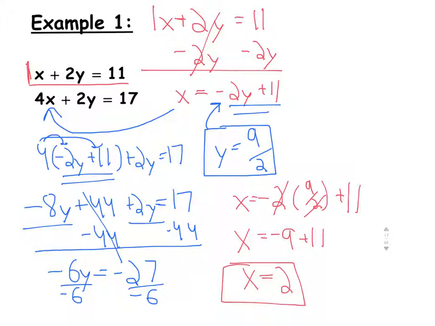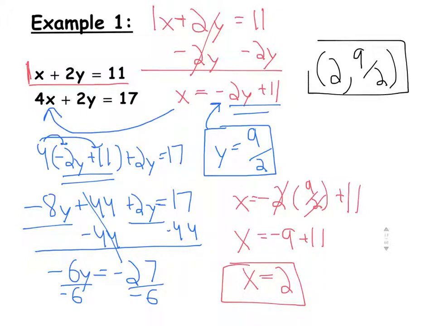And so my final answer, I write as an ordered pair. X is 2, y is 9/2. And so that's my final answer. Now, don't forget, you can check, right? You can take your values of x and y, plug them into both equations, and they should work out. All right, so very easy to check. Don't forget to do that tonight on the homework.